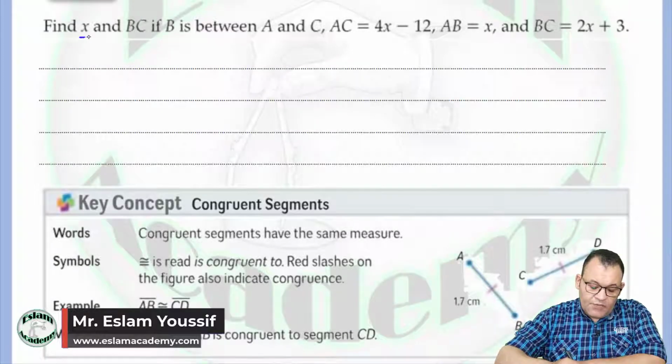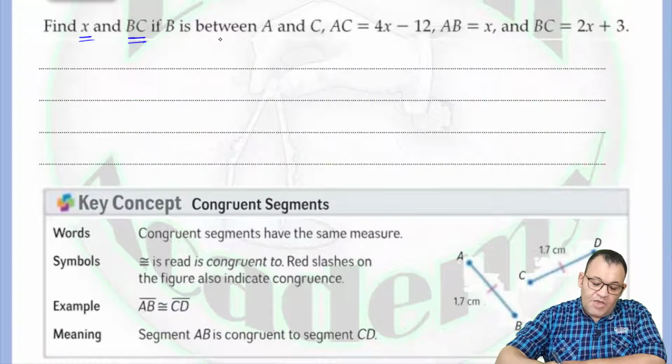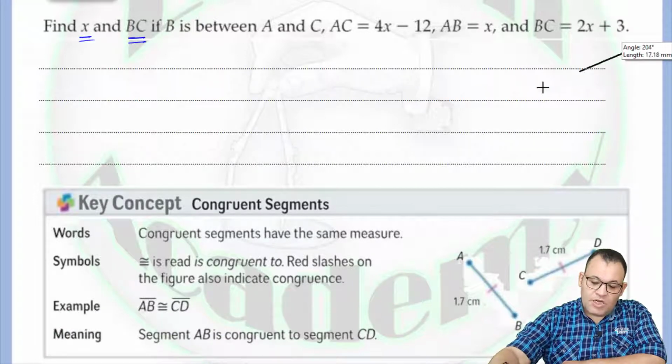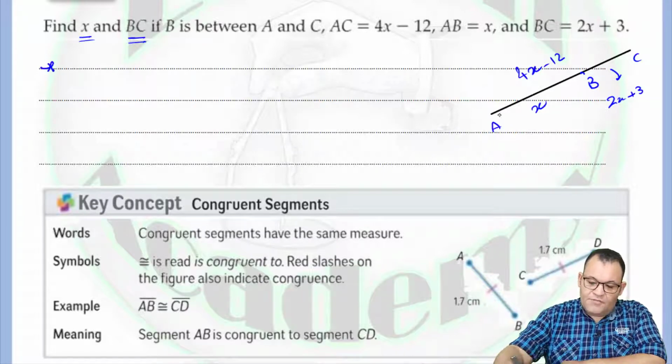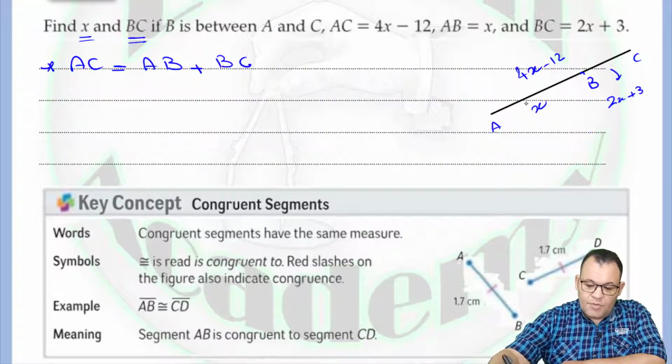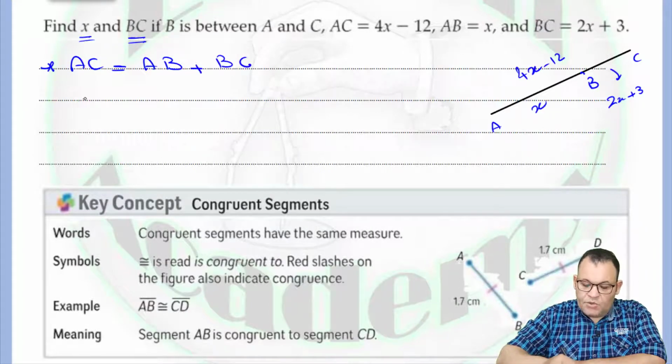In this problem, we need to find the value of x and BC. If B lies between A and C, at first I will draw the line segment AC. We have a line segment AC, and B lies between them. So AC, all of the line segment, equals 4x minus 12, and the length of AB is equal to x. BC equals 2x plus 3. Now how can we solve it? At first, we know that AC is equal to AB plus BC. The length of the whole line segment equals the sum of the two parts.